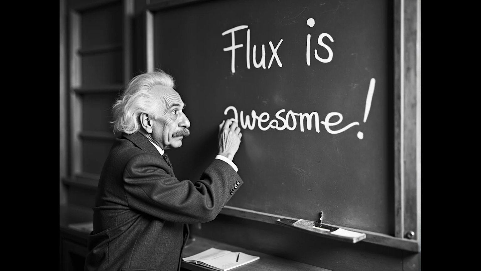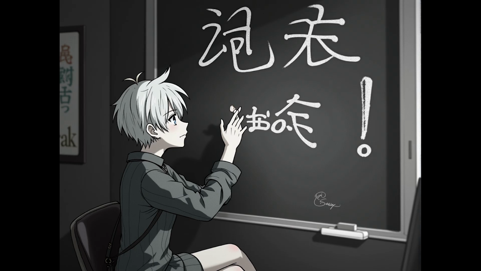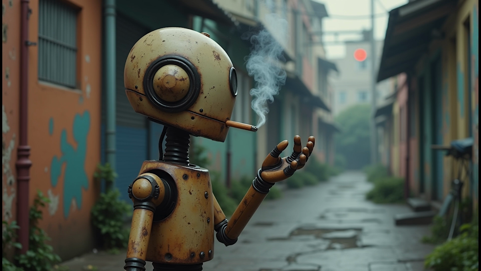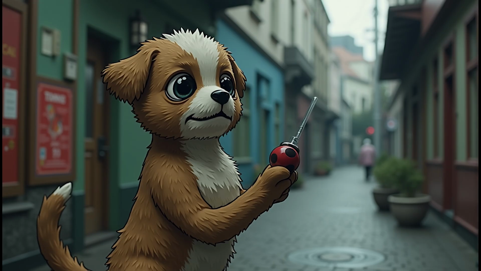Finally, I ran two image-to-image tests. Starting with the image of Einstein writing on the board, I generated an anime version. The result was impressive. I also generated a pixel art style version, which turned out great. I also created image-to-image variations for the smoking robot in various styles, and the results are consistent and look great.